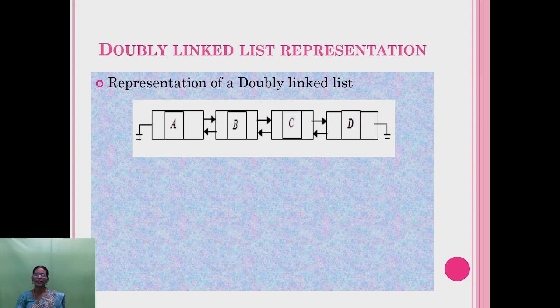Then the last thing is the null node. We write the null node with a symbol like this. Otherwise you make the pointing field NULL. This way you represent it.